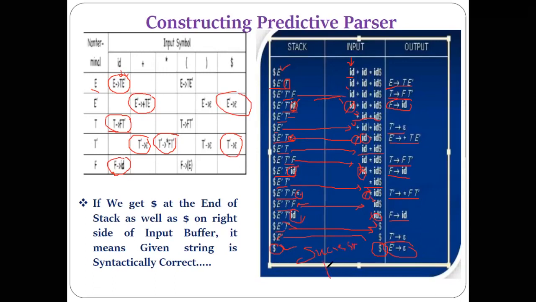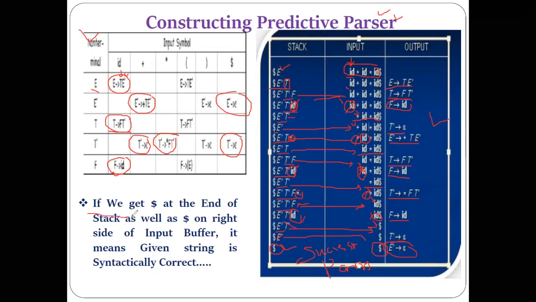What does it mean? The successful parsing has been done. And what is the meaning of successful parsing? This string, that is ID plus ID into ID, is syntactically correct. So this is nothing but the predictive parser and how it works. You can see we don't have to think about which production rule to utilize. The predictive parser automatically gives us the idea, using the parsing table, of which production rule you should utilize. So there is no backtracking, as compared with recursive descent parsing, and that is the reason this is better than recursive descent parsing.